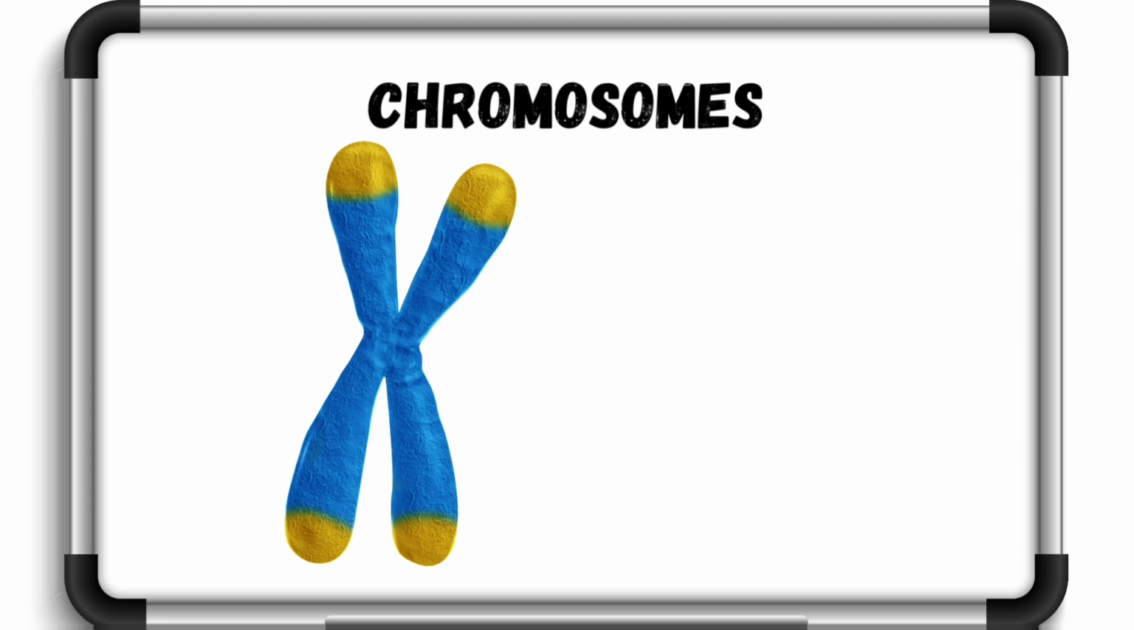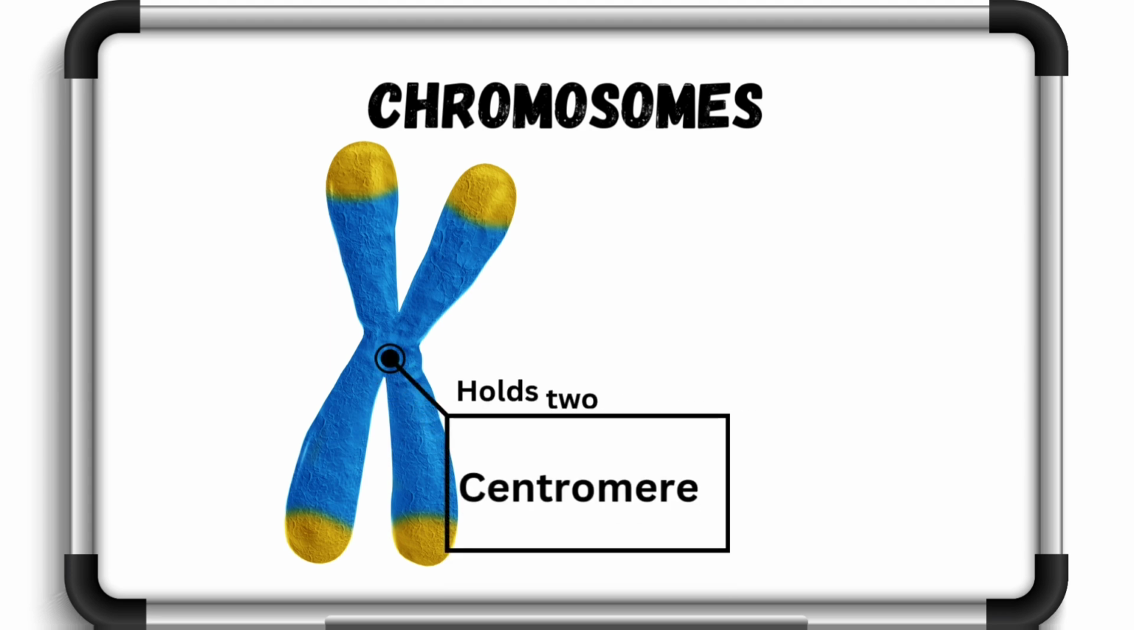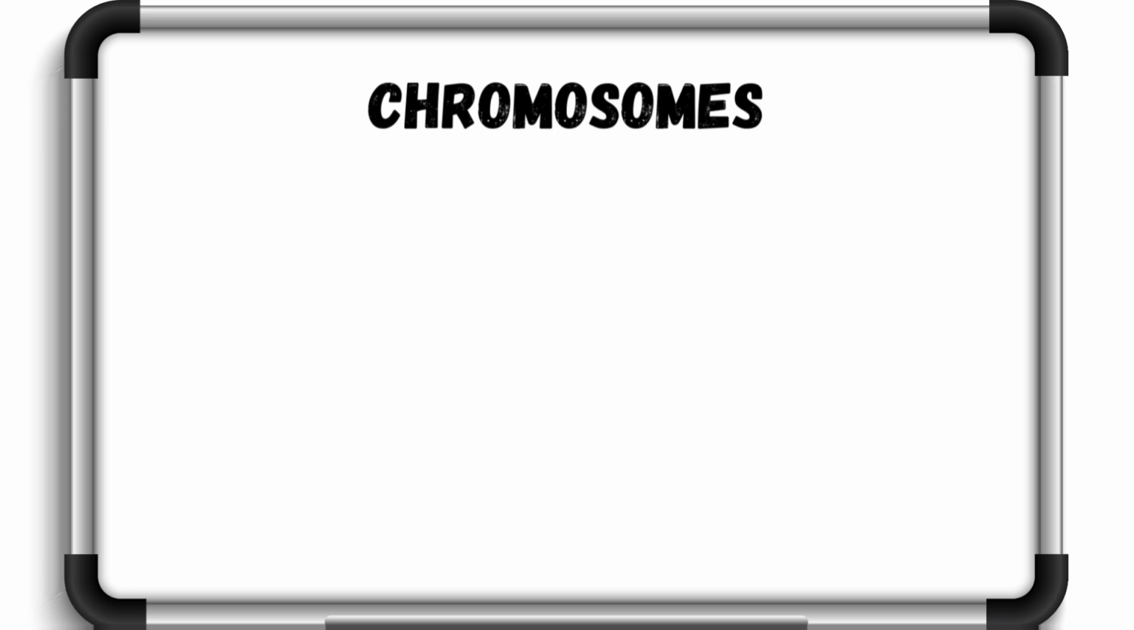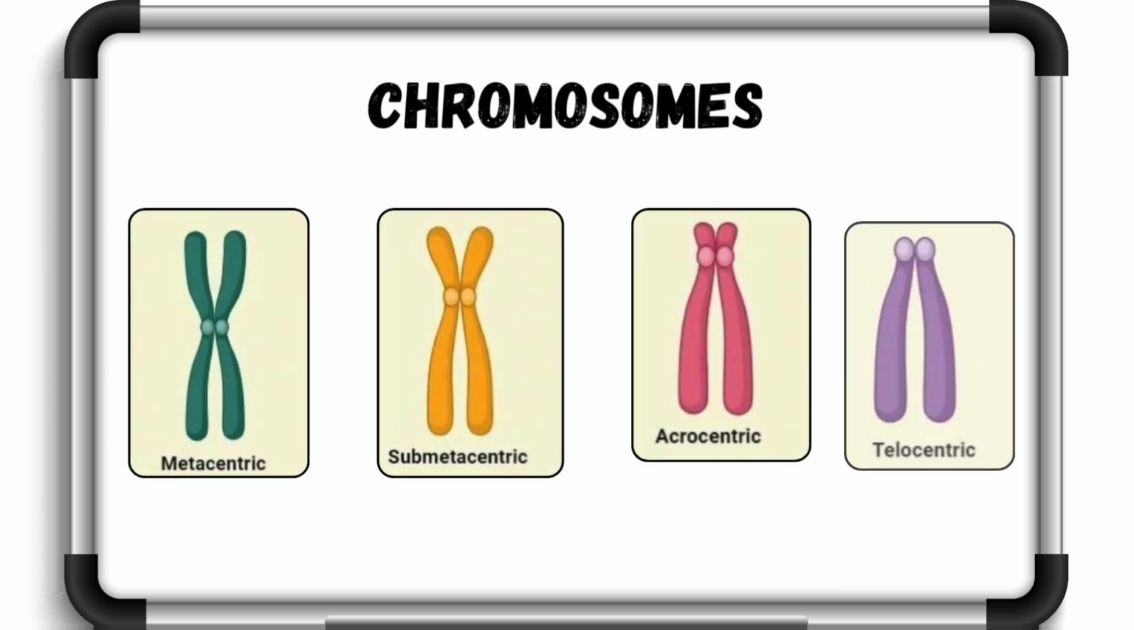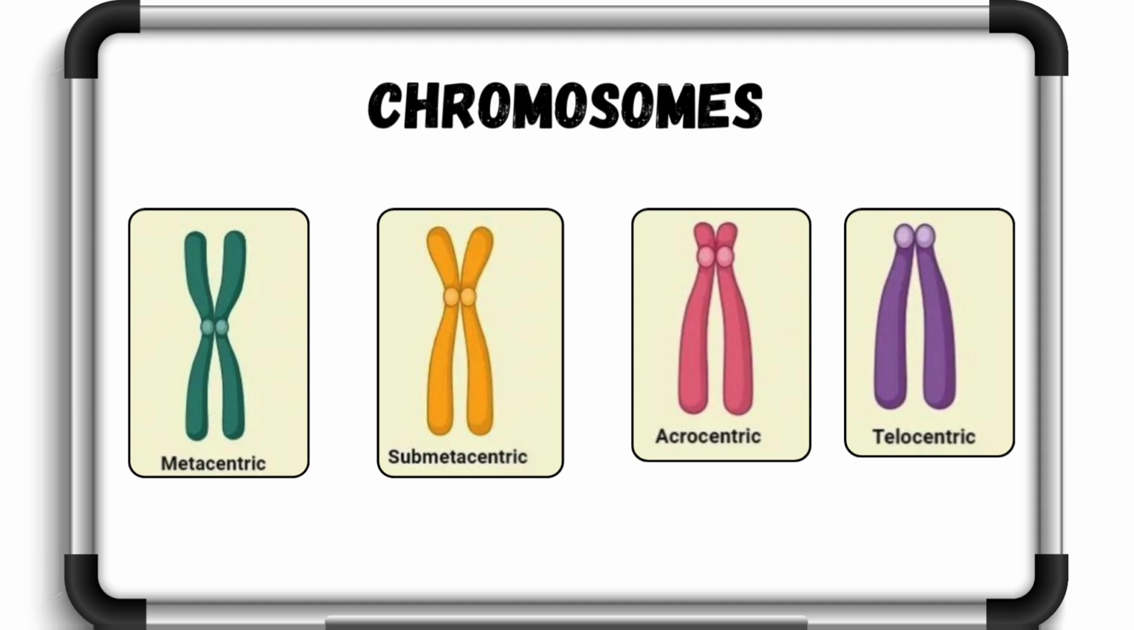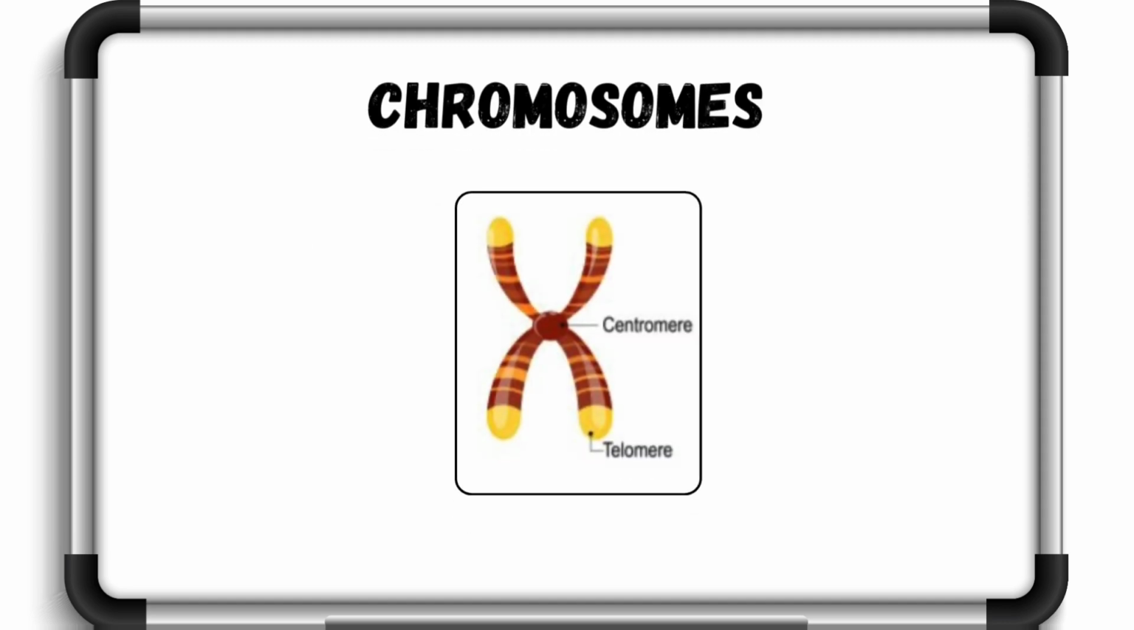They contain centromeres, which hold two chromatids together. Based on centromere position, they are classified as metacentric, submetacentric, acrocentric, or telocentric. Some also have secondary constrictions, known as satellites. And that's a deep dive into the eukaryotic cell, a tiny world packed with organization, efficiency, and life-sustaining processes. Keep exploring biology and stay curious.